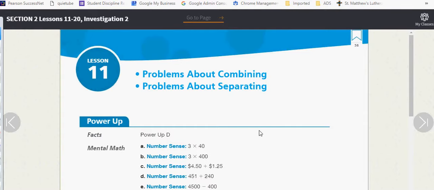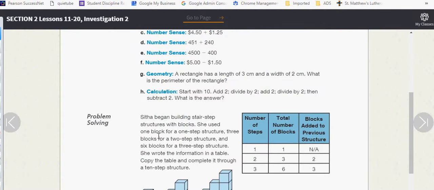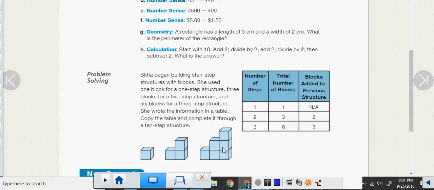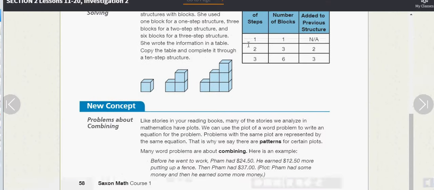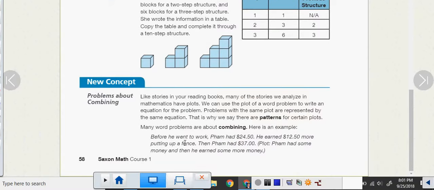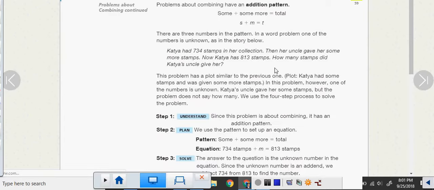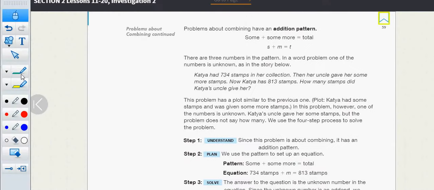So Lesson 11, problems about combining and about separating. Whether you are stacking up blocks and keeping it in a table, that's a problem solving. That could have something to do with adding up. Or maybe it's somebody who has money and then they earn money and they have more money. You have to answer about that. There's patterns in a lot of word problems. And a lot of times it's either combining where we're adding up to get to a sum, or it's separating where we're taking away to reach a difference.